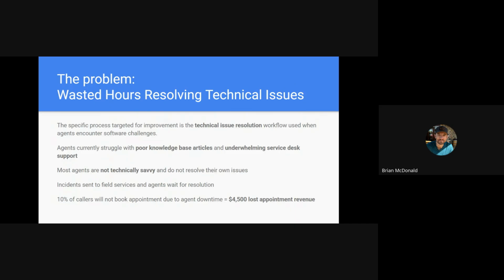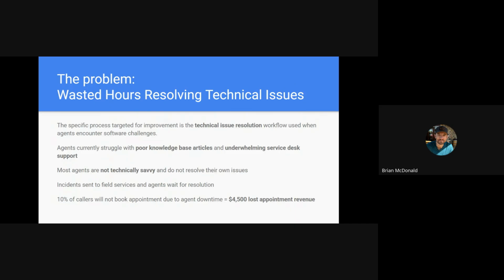They really do not have a great knowledge base for helping resolve their own issues. The service desk is also not really trained well to respond to those issues. Additionally, a lot of the agents are not very technically savvy, so that definitely gives a barrier for solving their own issues. Most of their incidents are sent to field services, where then the agent has to wait for that resource to become available and contact them.